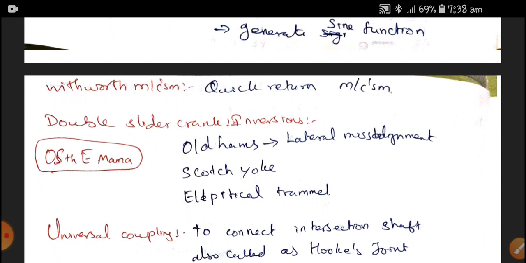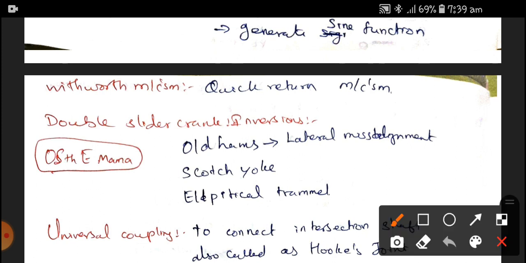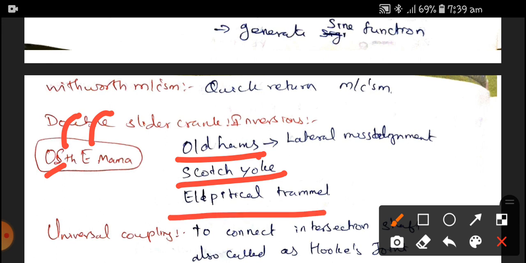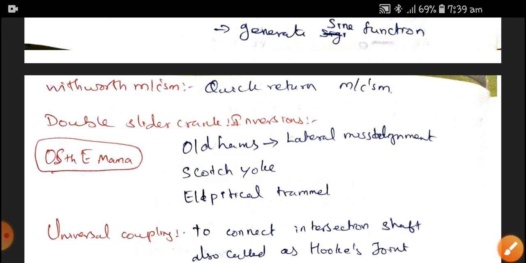And this can be understood by means of a song, a Tamil song from the film Osti. From the film name itself, we can understand what is meant by the double slider crank mechanism inversions. Here, the O indicates Oldham's coupling, S indicates Scotch yoke mechanism, and the last letter T indicates the elliptical trammel. So we can understand by means of a film name, or by means of a song, the double slider crank inversions.